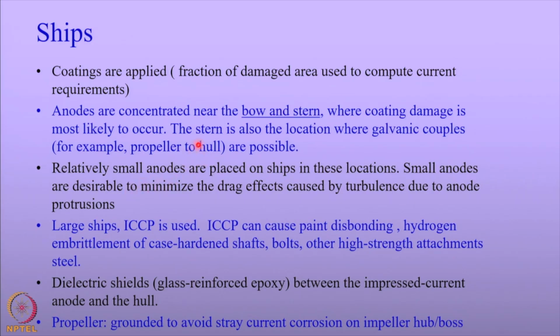The stern is also the location where galvanic couples between the propeller and the hull are possible. So, in order to reduce the galvanic corrosion between these two, the propeller is made up of a relatively noble metal as compared to the hull, and so the hull will suffer corrosion. In order to control that, more galvanic anodes are located in these locations.